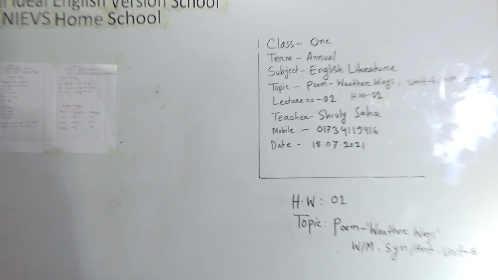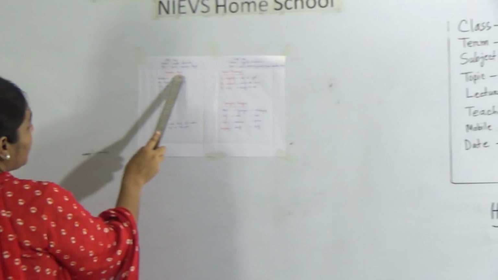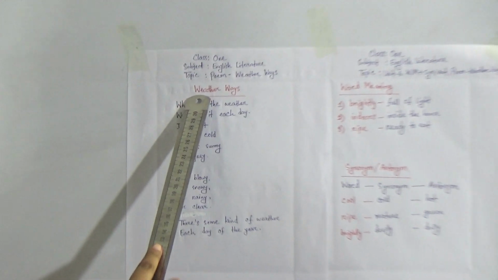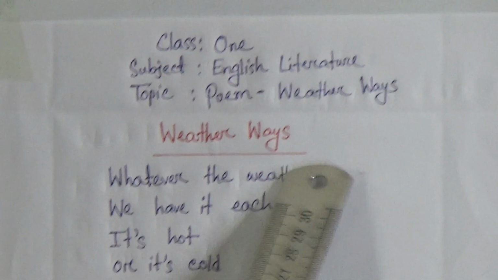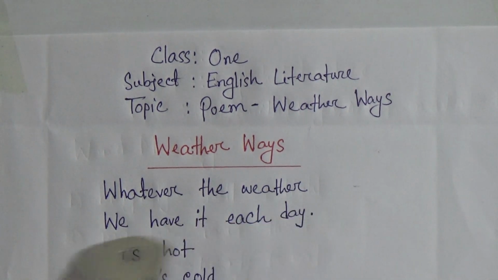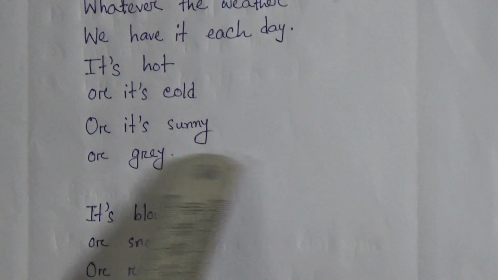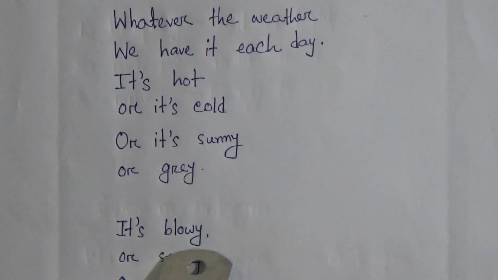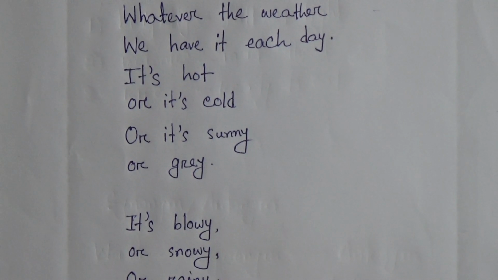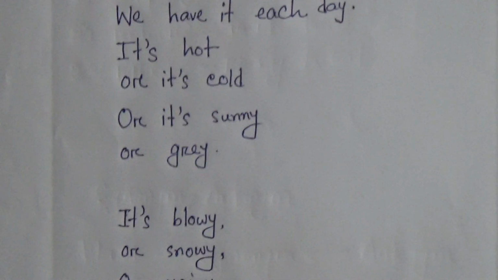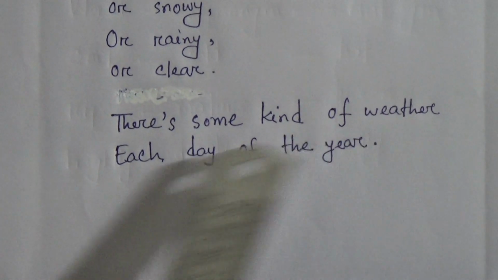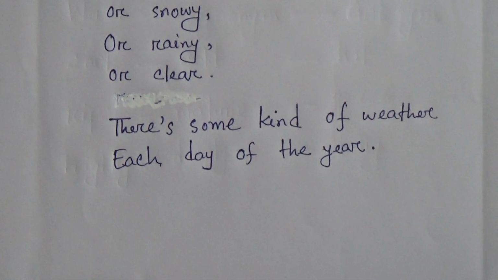Student, today at first we will learn the weather ways, our new poem. The title of this poem is Weather Ways. So let's start. Weather Ways. Whatever the weather, we have it each day. It's hot or it's cold or it's sunny or grey. It's blowy or snowy or rainy or clear. There's some kind of weather each day of the year.